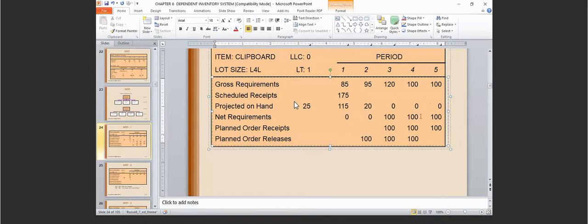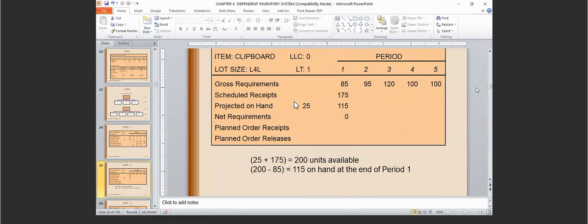So at the end of period 5 also will be 0. So that is how we do the MRP planning for the clipboard by using the lot sizing technique, lot for lot, with the lead time of 1 period. So let's see the next example.